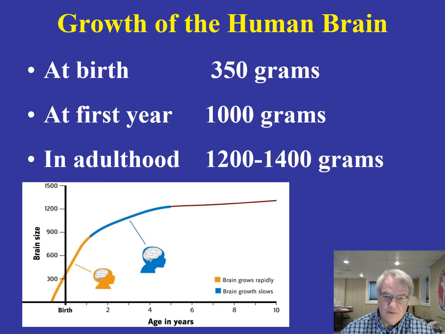When you take a look at the growth of the human brain, and I think this is a really excellent chart to look at right here, you're seeing very rapid growth of the brain during prenatal life, and then on up into the first year and a half, 2 years of age. Then that growth starts to slow down, as you see here. So at birth, the brain weighs about 350 grams. The first year of life, about 1,000 grams. And then in adulthood, it's going to be about 1,200 to 1,400 grams.